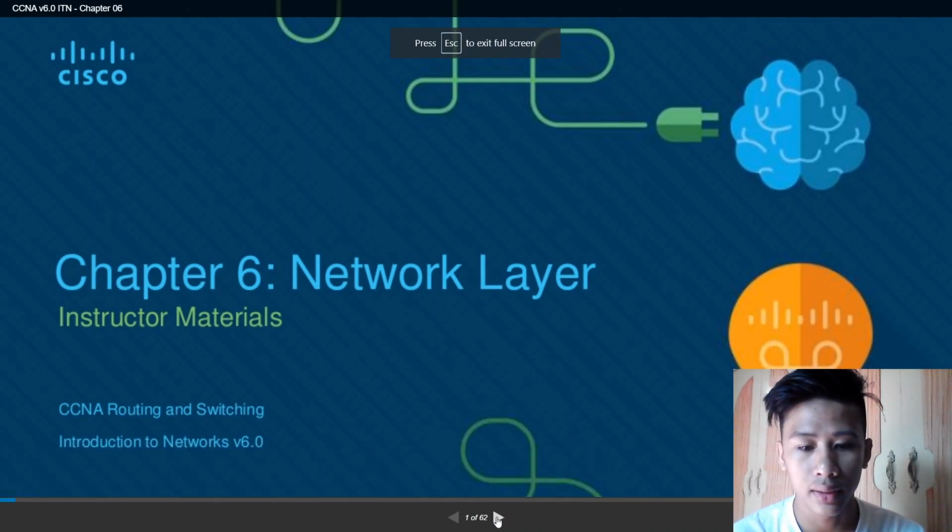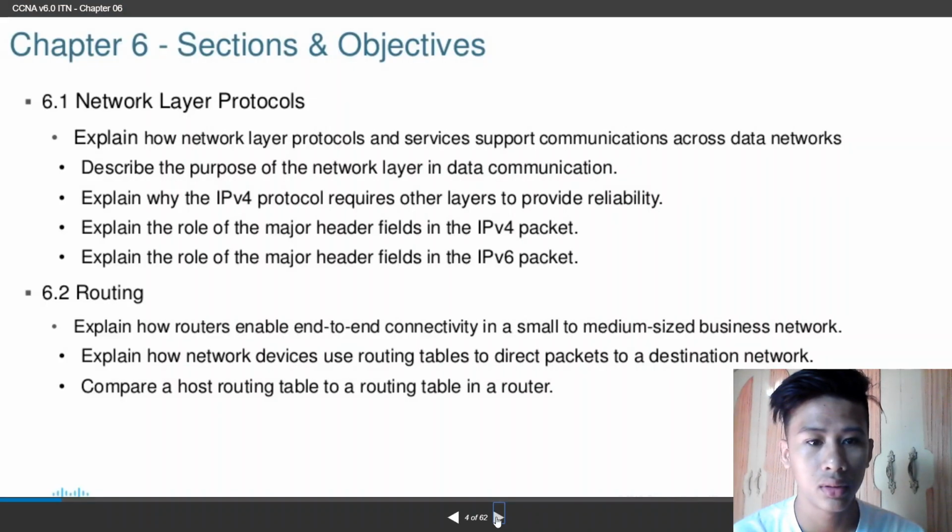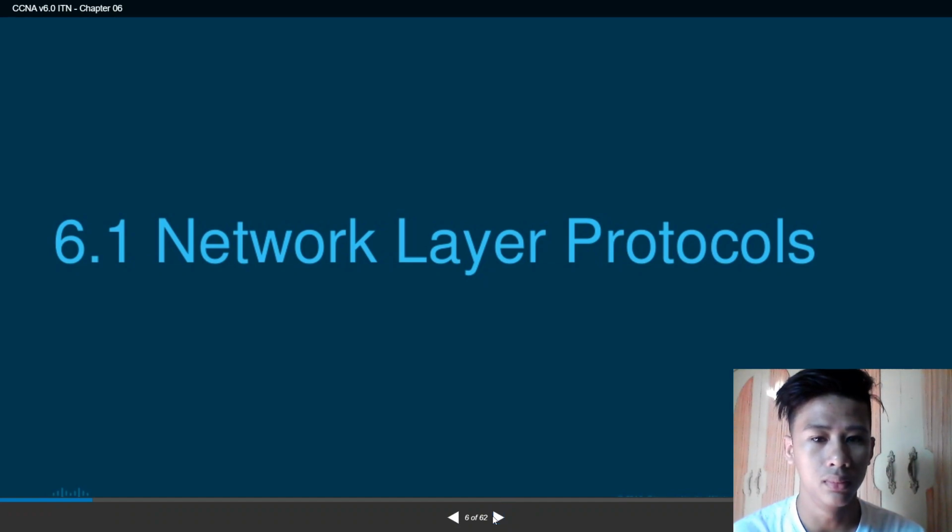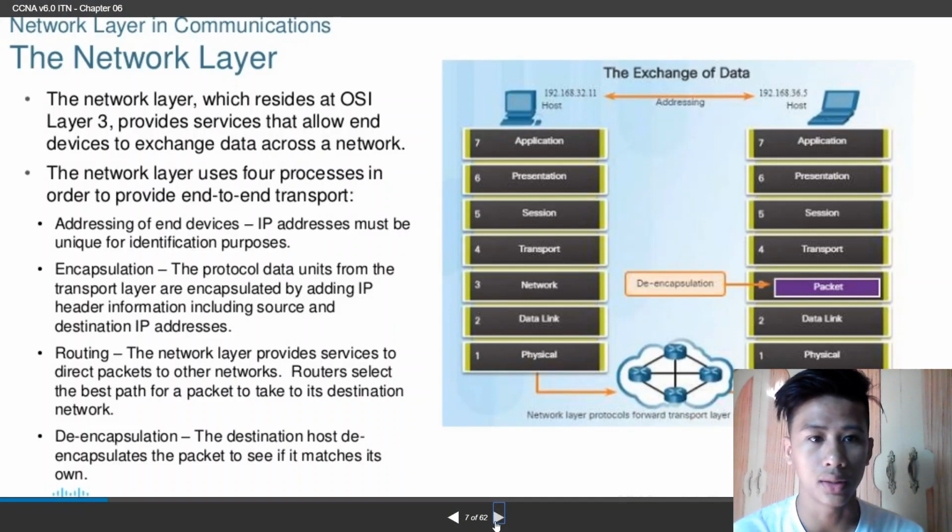Network Layer. Network Layer Protocols. The network layer resides at OSI layer 3 and provides services that allow end devices to exchange data across a network. The network layer uses processes for the first one, addressing of the end devices, then encapsulation, routing, and de-encapsulation.